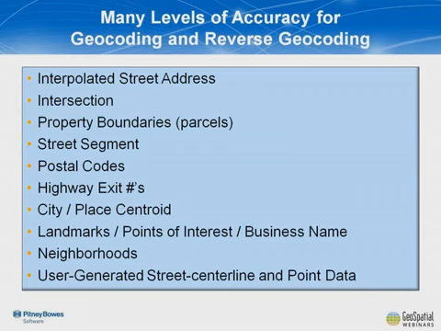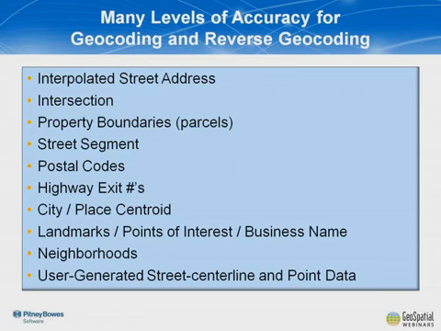Levels of accuracy for both geocoding and reverse geocoding go from some of the things we talk about, such as interpolated street addresses or intersections, and points and parcel points. Some of the other ways that may not be as obvious but are just as important would include a street segment, for example, being able to type in Sycamore Lane but not have an address.